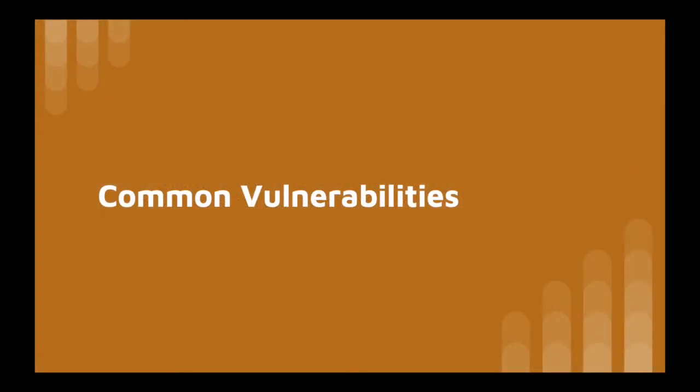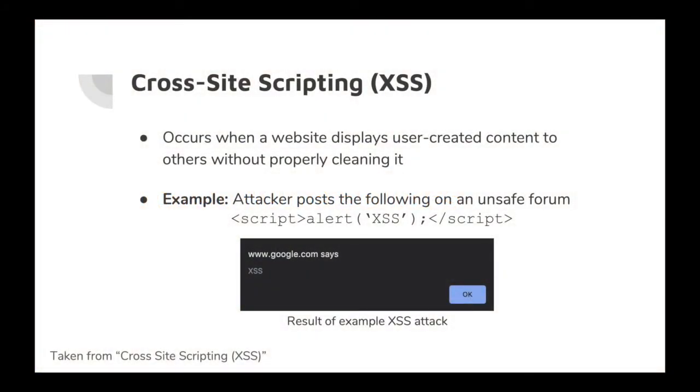Here are some common vulnerabilities that we as developers can aim to prevent. One of the most common types of vulnerability is the cross-site scripting or XSS vulnerability, which occurs when a website displays user-created content to others without properly cleaning it. An example could occur on an unsafe forum that allows users to post whatever they want. The attacker could post the following JavaScript, which opens up an alert in the viewer's browser. Then, whenever the viewer goes to that post on the forum, this event will automatically occur in their browser.